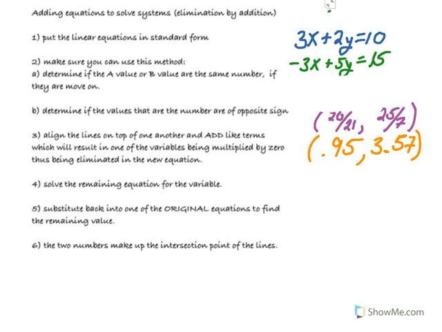The two numbers that we now have for x and y make up the intersection point of the two lines, which is at 20 over 21, comma, 25/7, or 0.95, comma 3.57 if you chose to do this in decimal. Please pause the video and make sure you have this full list of process into your notes.